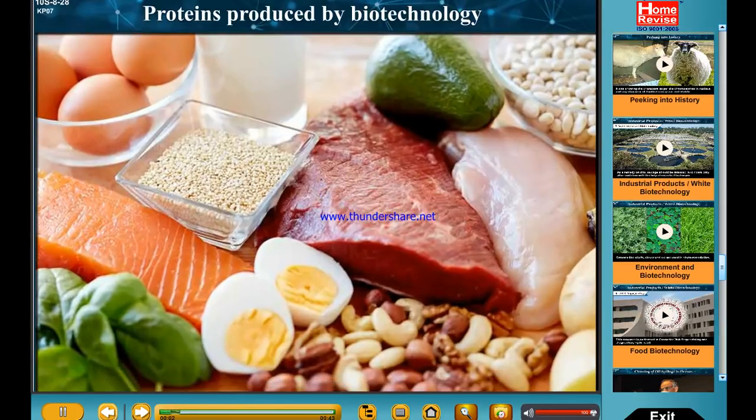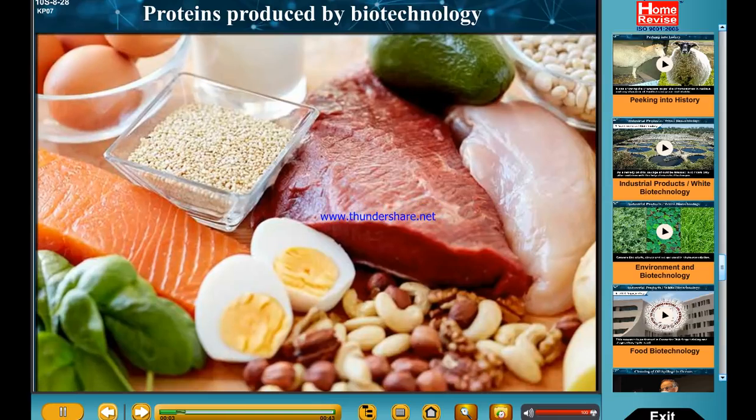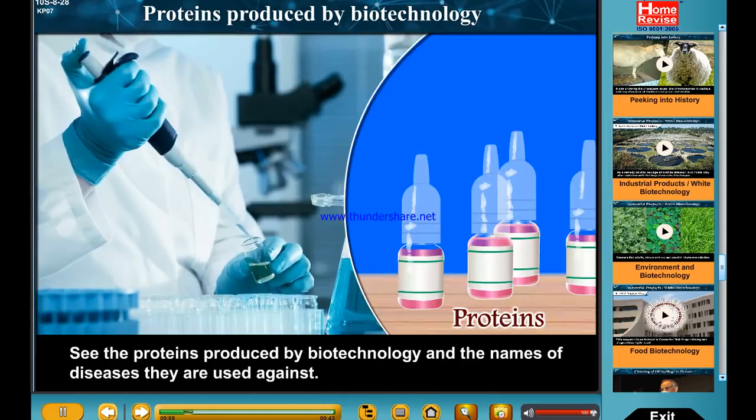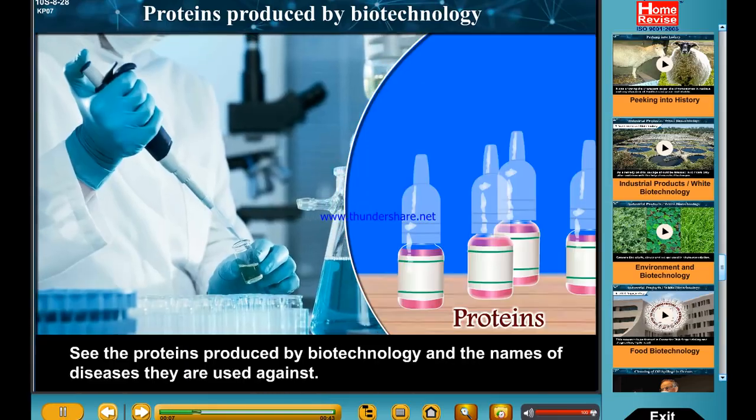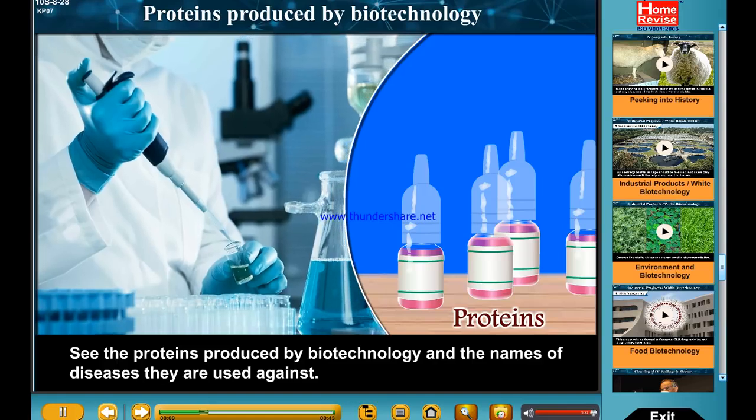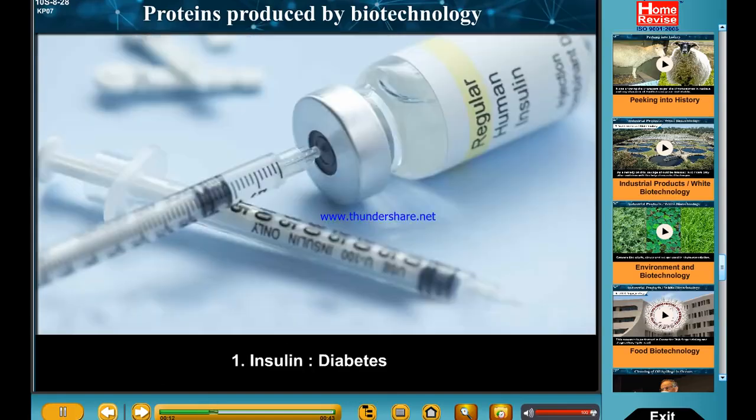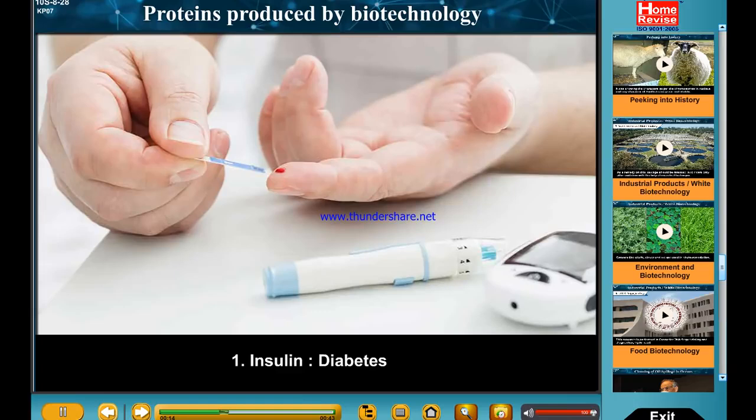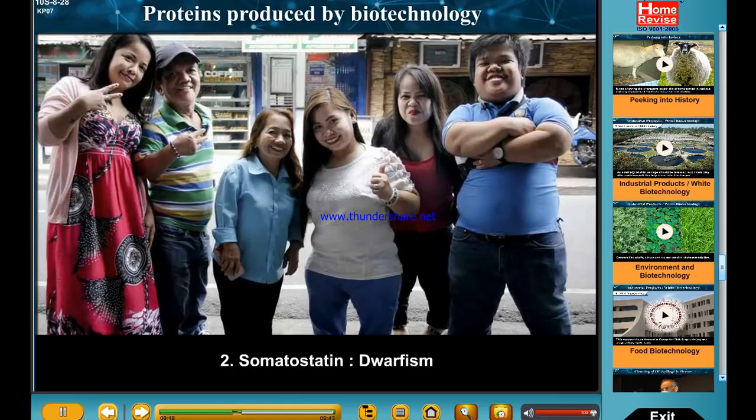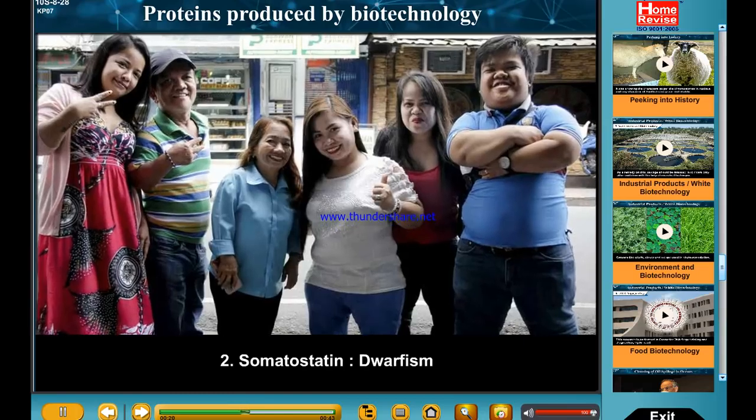Proteins produced by biotechnology. See the proteins produced by biotechnology and the names of diseases they are used against. 1. Insulin, used against diabetes. 2. Somatostatin, used against dwarfism.